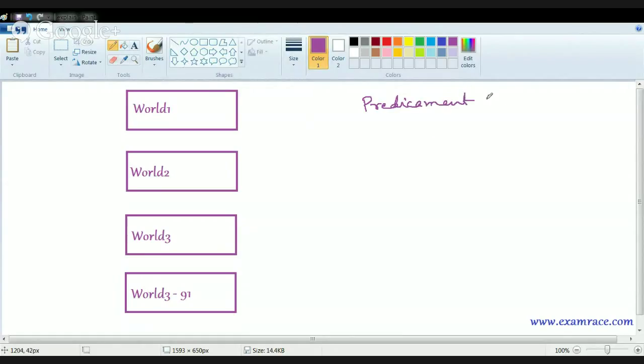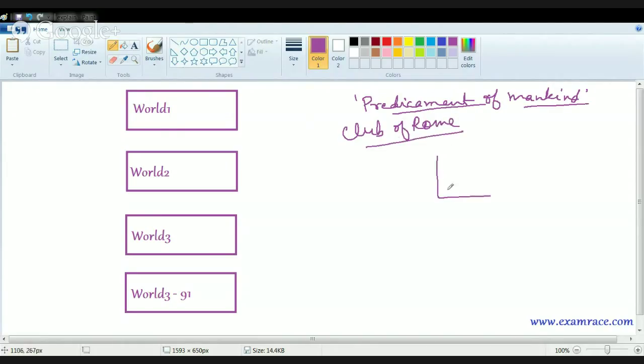What does that phrase basically mean? To understand this predicament of mankind, the Club of Rome explained that due to the exponentially growing population, the various resources that we have on the earth are in crisis, or we can say that there is a huge demand that has been put on the earth's carrying capacity.